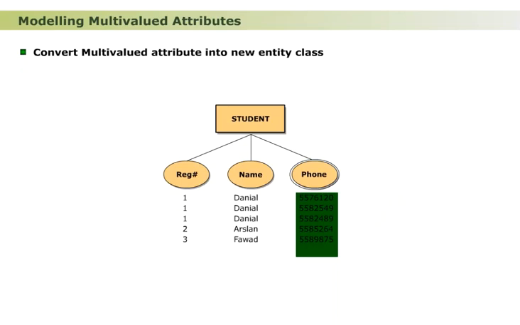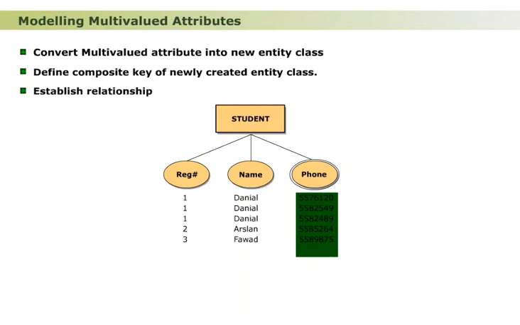The multi-valued attribute is converted into new entity class. The newly created entity class has the composite key with primary key attribute of original entity class. Establish relationship between original entity class and newly created entity class. Dear learners, there are 2 possibilities for existence of multi-valued attributes. Each one is dealt in a different way. These are single multi-valued attribute.